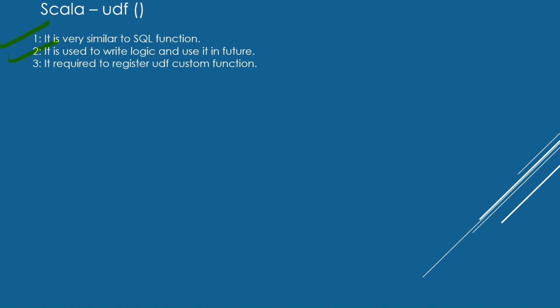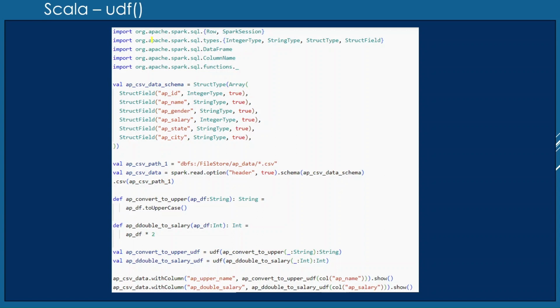So what we generally do, we just write a function, register the function within Spark, and we can use that function whenever we want to use. It is required to register the UDF custom function. Whenever you write logic in a function which could be used in the future, that requires registering as a UDF custom function. So in this exercise, we will see how we can create a UDF, how we can register it, and how we can use it within a data frame.